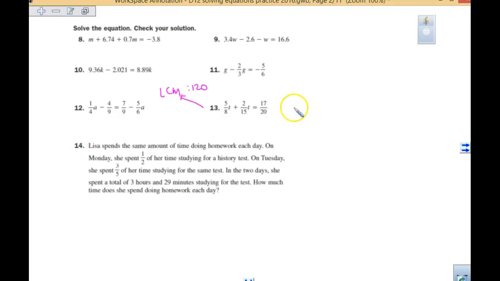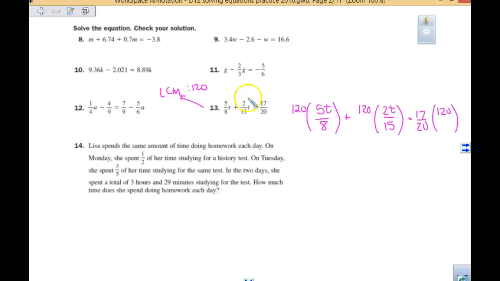So if we are starting number 13, you are going to take 120, and if you have not done 13, do it with me. You're going to put the 5t, so move the variable to the top and keep the denominator being 8. Then we're going to put plus 120 times 2t over 15. And then we're going to have 17/20 times 120. So if you didn't get this one right, or you didn't get the work, do it now with us. Each one of these is 120 over 1.